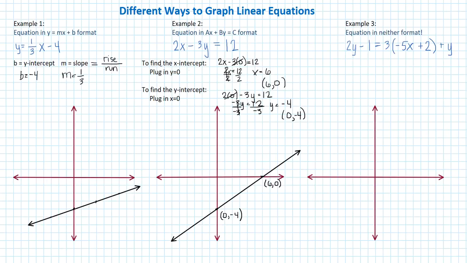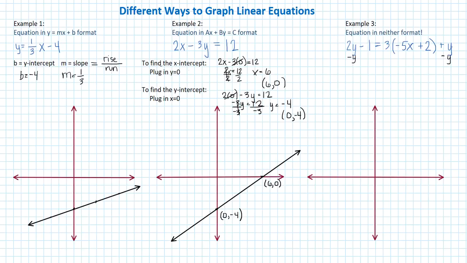So for the third example, we don't have any special format at all. We just have all these x's and y's and numbers, and so we need to just rearrange it. And we can change it either to y equals mx plus b or to ax plus by equals c. So for this case, I'm going to go ahead and do the ax plus by equals c. So that means I'm going to want to get all the x's and y's on one side of the equation and the numbers on the other side.